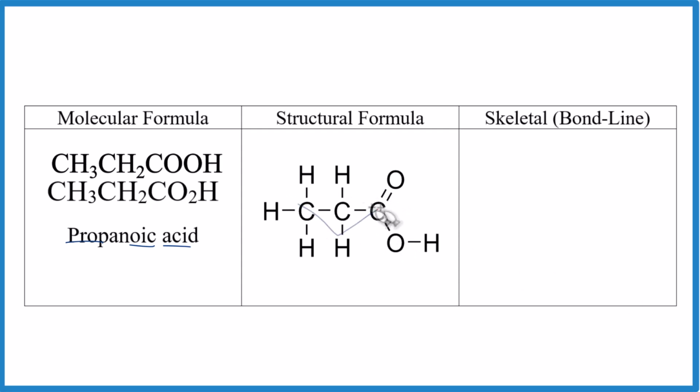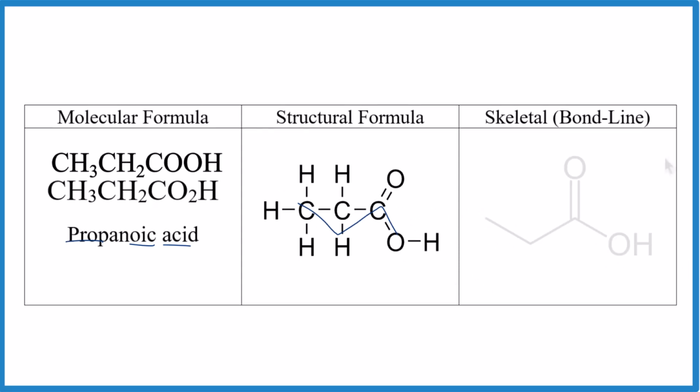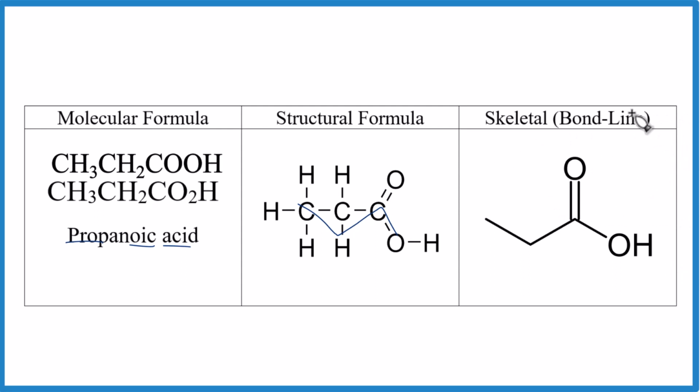We could go, and then we could come down and draw our OH group. That would look like this. So this is the skeletal or bond line formula for propionic acid. You have carbon, carbon, carbon. Right here, there's no carbon. This is the oxygen and the hydrogen.